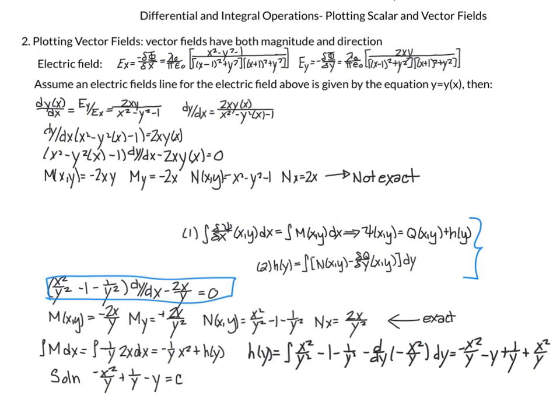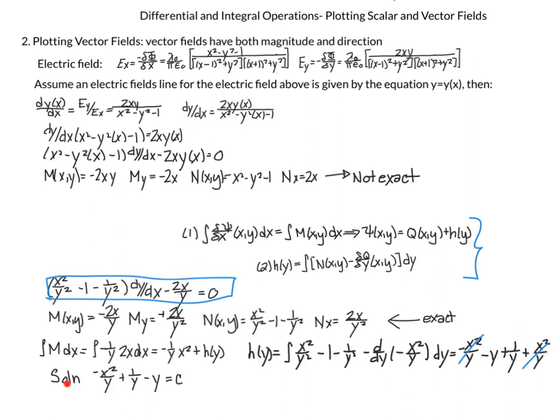And now we integrate with respect to y. So this becomes minus x squared over y. This becomes minus y. This here, we take the derivative and then we integrate, so this just becomes plus x squared over y. So these two cancel out. Our h is going to be equal to minus y plus 1 over y.